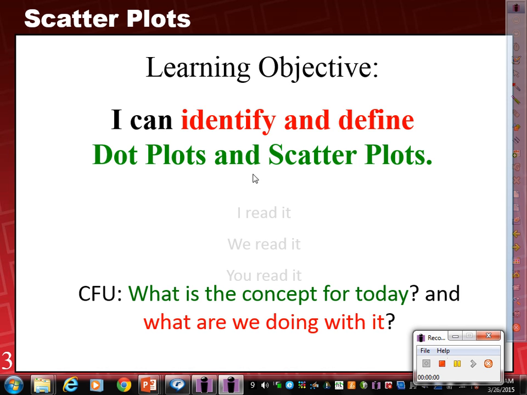So make a Frayer model for dot plots first. Then you're going to make another one for scatter plots. So I want to make sure that we understand what one is and the other one. Okay? I just said that. Two Frayer models. All right?